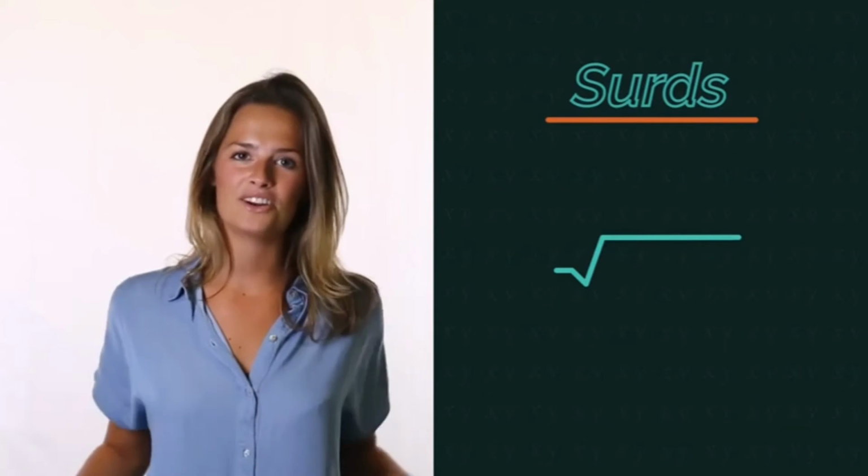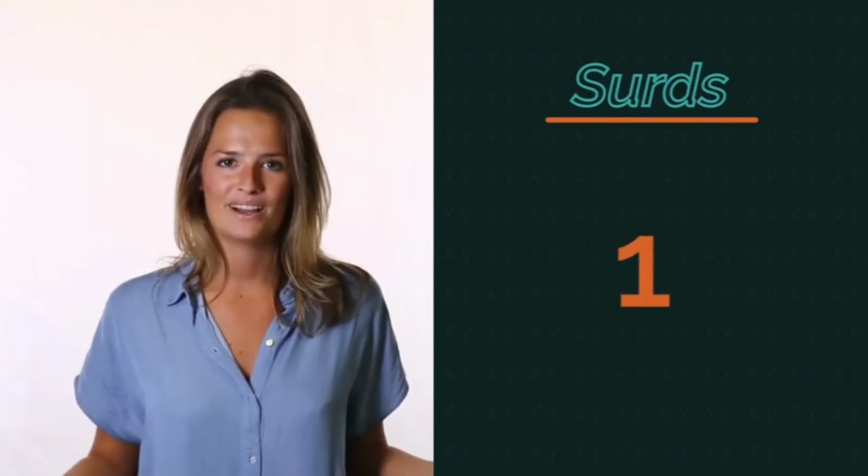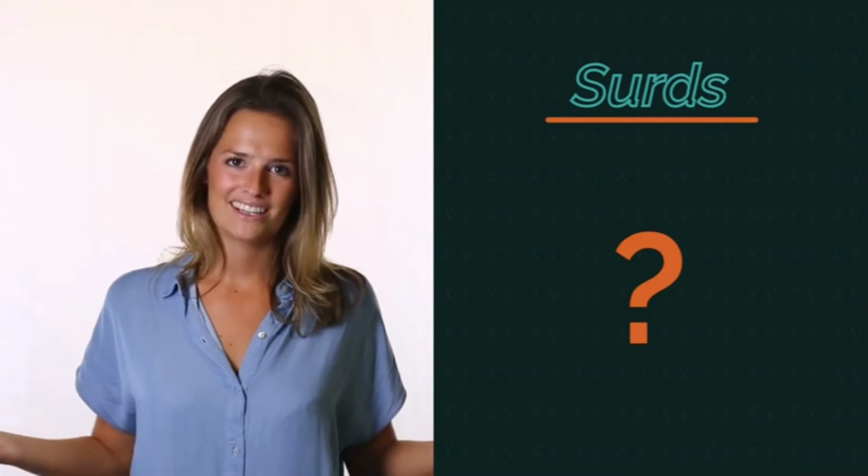But what on earth are surds? A surd is a square root which cannot be reduced to a whole number. What does that even mean? Let's have a look at an example.